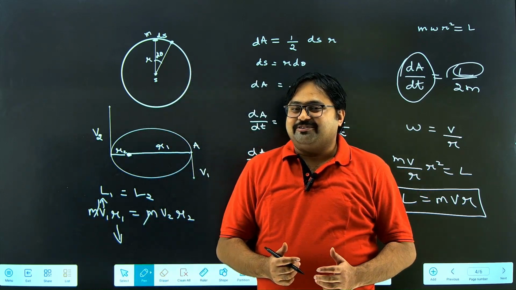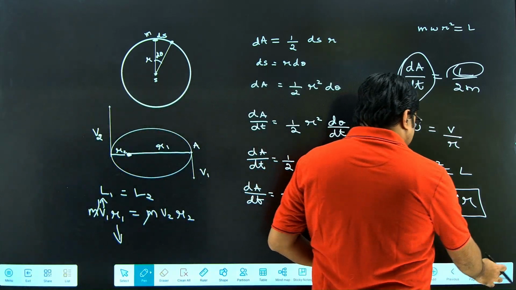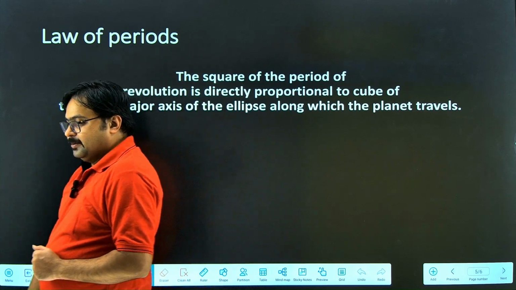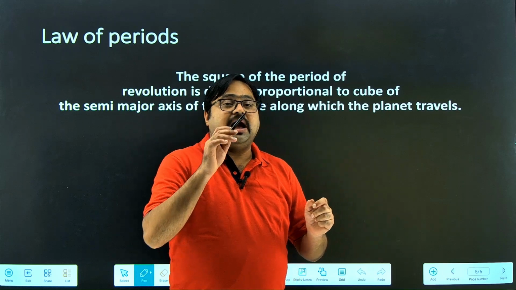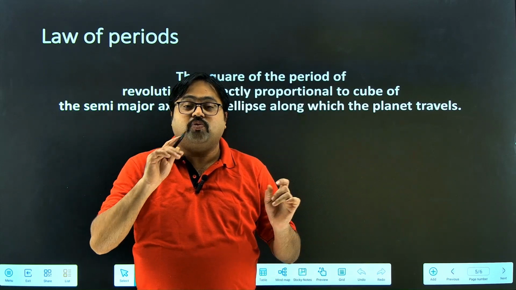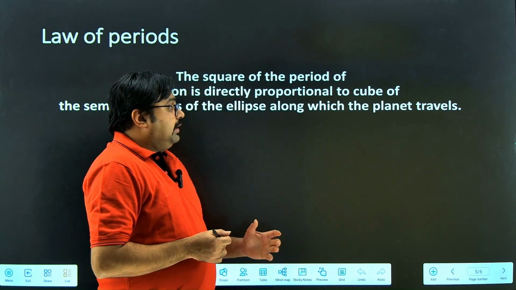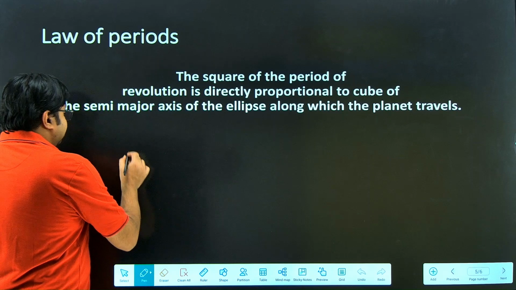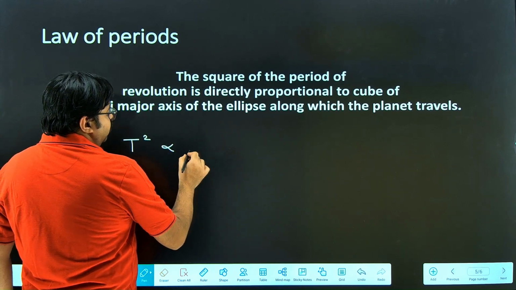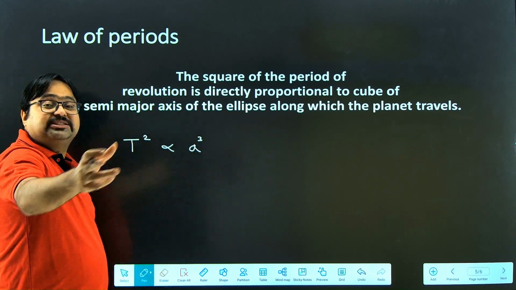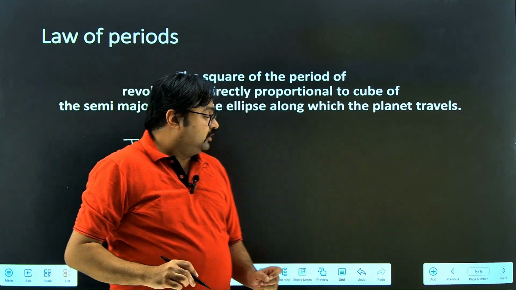Having understood this, my dear friends, let's continue and talk about the third law, Kepler's third law. Let's see what Kepler's third law states. Kepler's third law is also called the law of periods. It's got to do with how long a planet takes to go around the sun once. Now that's exactly what time period is. It says that the square of the period of revolution is directly proportional to the cube of the semi-major axis of the ellipse along which the planet moves.